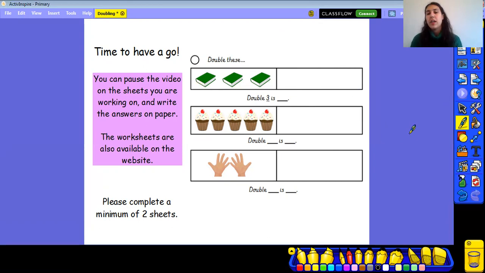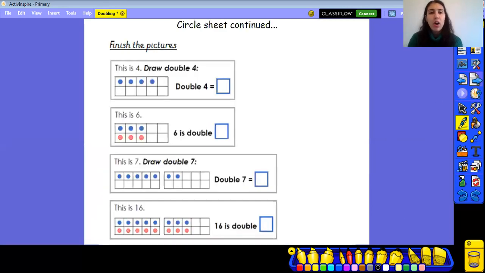You can either pause the video here or you can download these worksheets from the home learning section of the Byron School website. This is your circle sheet continued. You have got to finish the pictures. So this is for draw double 4. Well, double 4 would be 4 again. There we go. That's better. So double 4, I've drawn it. So now I know that double 4 is 2, 4, 6, 8.